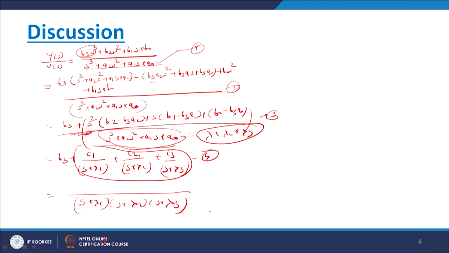So after solving what will we get? We will get C1 (s plus lambda 2)(s plus lambda 3) plus C2 (s plus lambda 1)(s plus lambda 3) plus C3 (s plus lambda 1)(s plus lambda 2).